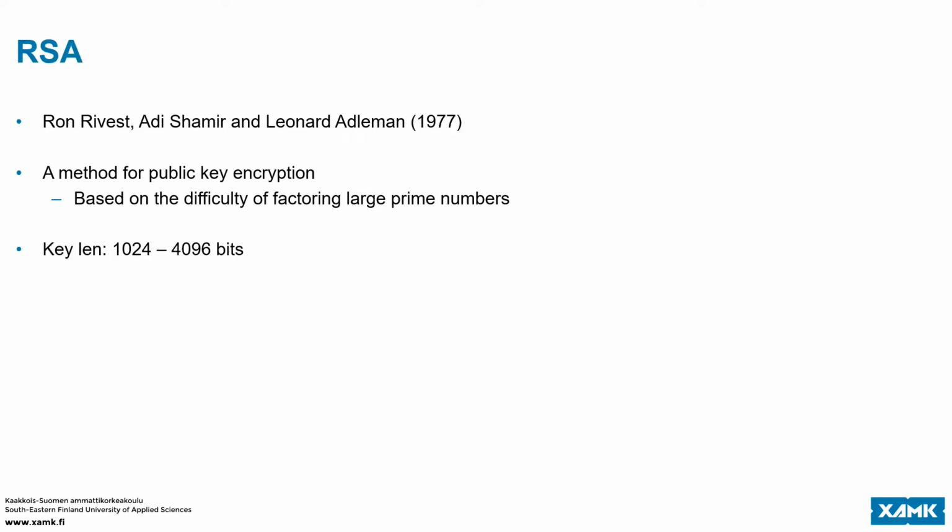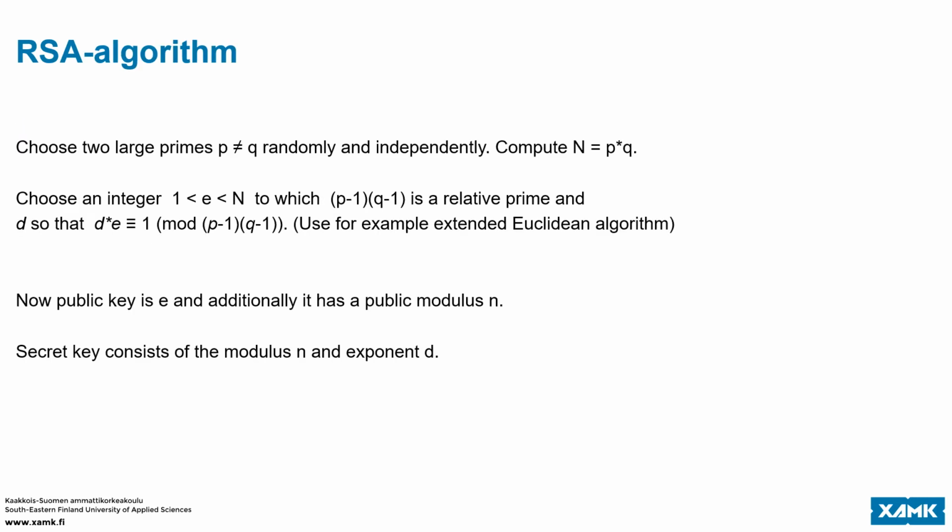The public key encryption system that we use in practice daily on the internet is called RSA. It's named after its creators, Ronald Rivest, Adi Shamir, and Leonard Adleman. It is a method for public key encryption based on the difficulty of factoring large prime numbers. It uses key lengths between 1024 and 4096 bits. The mathematics behind RSA are not very difficult, but it can be somewhat laborious to produce the numbers required. The algorithm works more or less like this.